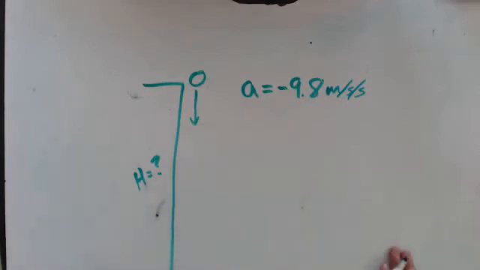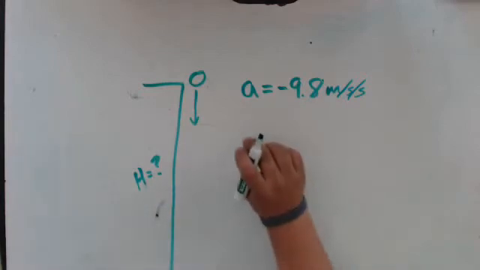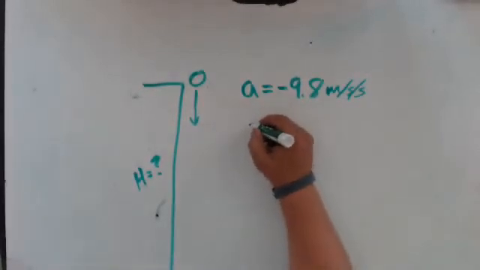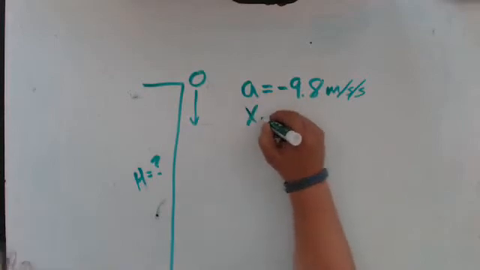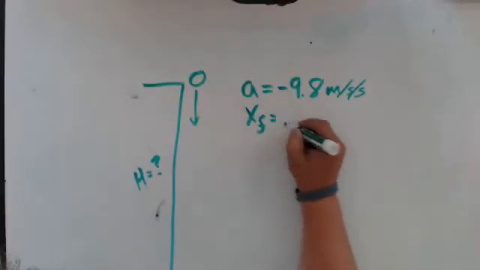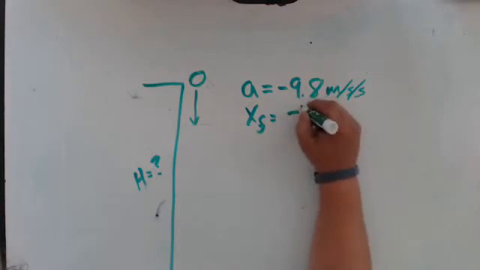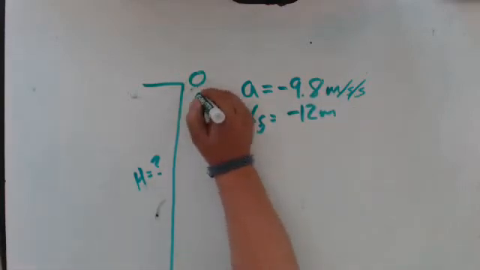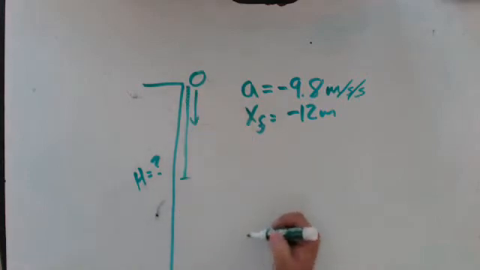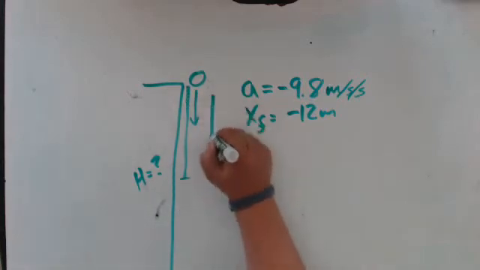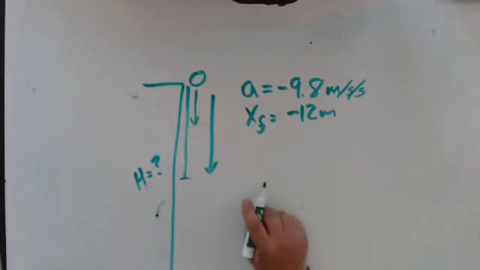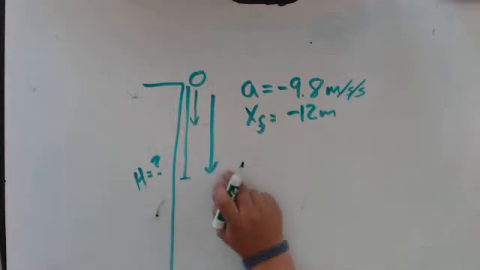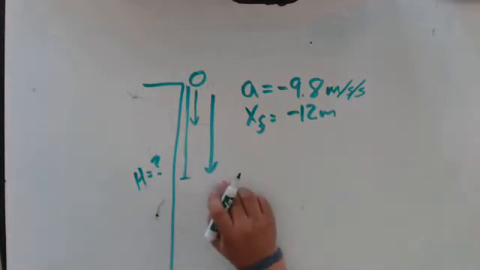Also, what else do I know? I know that the distance that I'm trying to solve for is going to be 12 meters. So I'm going to say my final position is negative 12 meters. Now, why is it negative? Well, it's starting from here and it's down this way. So that's a downward pointing vector. That's my downward pointing positional vector, which means that it has to be negative.